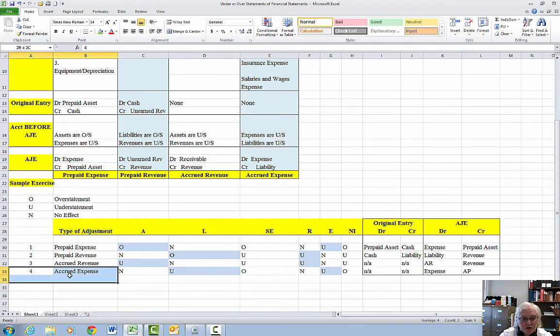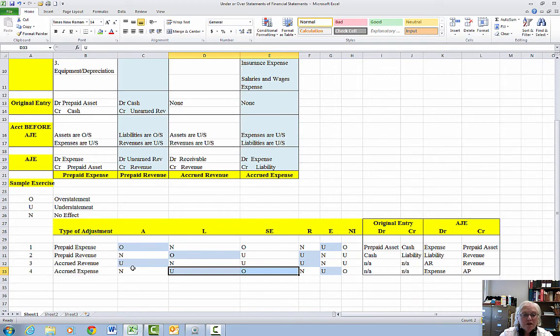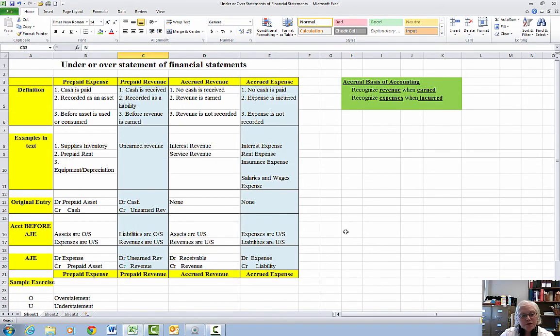So coming down here, accrued expense, liabilities are understated, and expenses are understated. So no effect on revenues, and revenues minus expenses that are understated makes net income overstated. If net income is overstated, so is stockholders' equity. And the understatement in liabilities combined with the overstatement in equity is going to equal the no effect on assets. Okay, I know that went pretty fast. I hope you caught it.